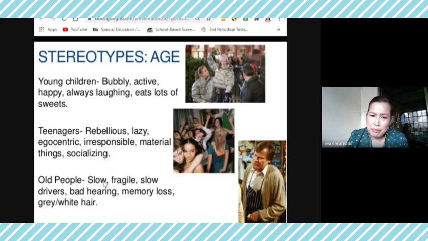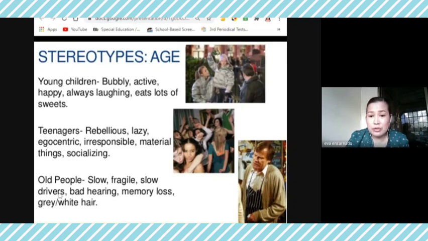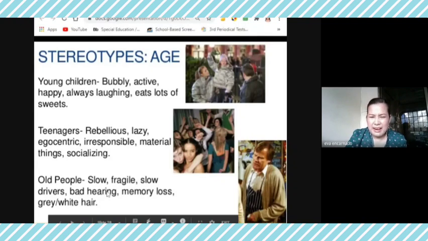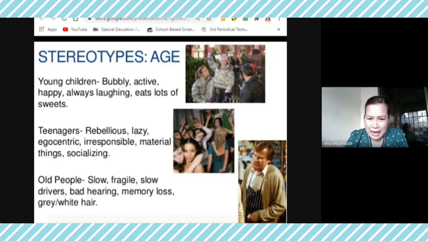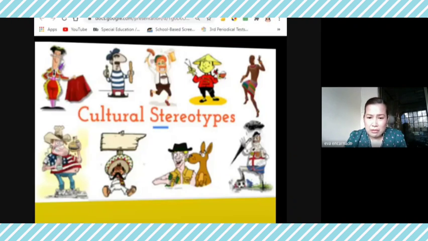Pag old people ka, you're slow. Of course, di ba? Yung super old na slow na maglakad yun, or fragile, yung madali na lang silang madapa. Slow drivers, syempre medyo malabo na yung eyes nila. Yung iba, but not everyone. Yung iba nga, mas sharp pa yung mata nila kaysa sa'yo eh. Or yung memories nila, mas sharp pa. Diba? Bad hearing, ay matanda na kasi yun. Ay bingi kasi siya, kasi matanda na yan, ganon. So, hindi naman lahat ng matatanda eh, bingi. May memory loss na yan, makakalimutin na yan, di ba? So, you're doing stereotypes by stating those.